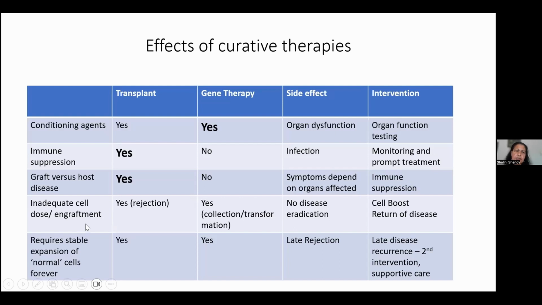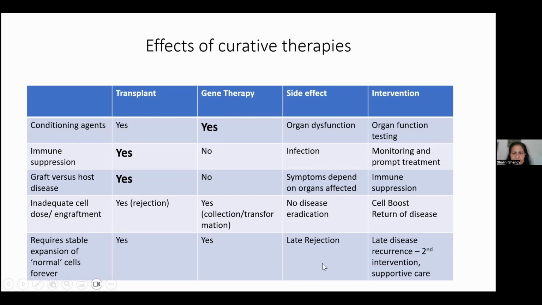Inadequate cell dose. So we could put in cells, but they could be rejected because the body doesn't take it. Or even the collection of these cells may be difficult. If you want to change your own cells, change them genetically and put them back, you might run into trouble getting those cells. And then the eventual long-term cure, as we know it, requires stable expansion forever, for a lifetime.